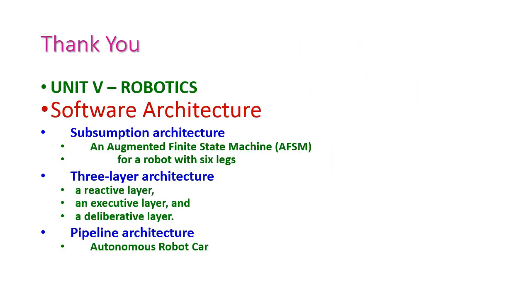So far we have seen the software architectures from the 5th unit, robotics, and we have seen many different software architectures, that is, subsumption architecture, three-layer architecture and pipeline architecture, and for all these we have seen suitable examples also. In the next class we will see another important topic from the 5th unit.